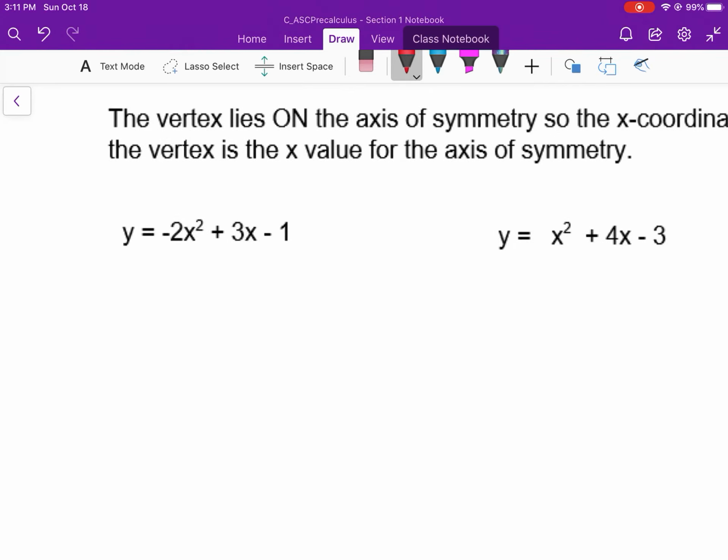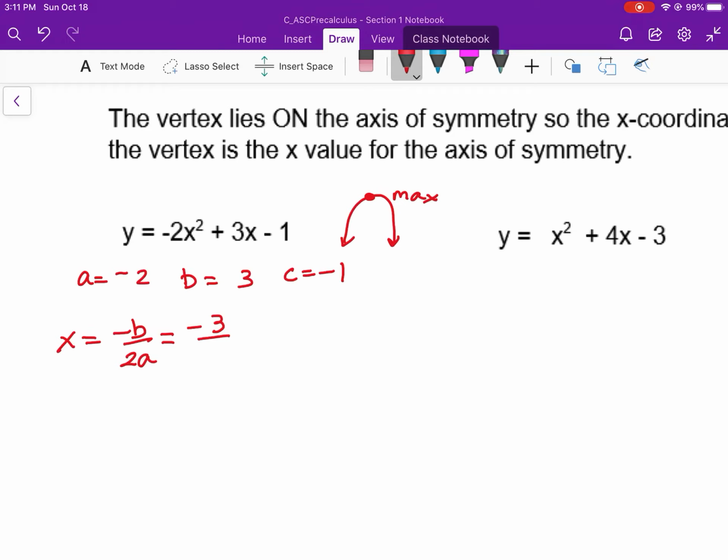So we'll just do one of these and find the vertex. So the first thing we're going to do is find the axis of symmetry, because that's kind of where it all goes into play. So I have a equals -2, b equals 3, c equals -1. This parabola is going to open down. So my vertex is going to be a maximum, right? These are all the things that are going through your head. So x equals -b over 2a. If they're not going through your head, start making them go through your head.